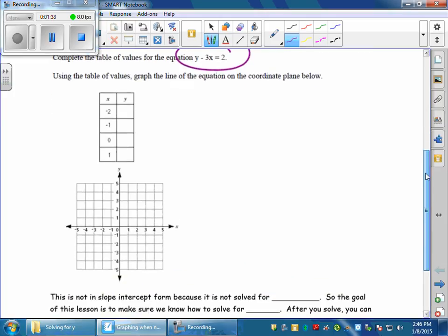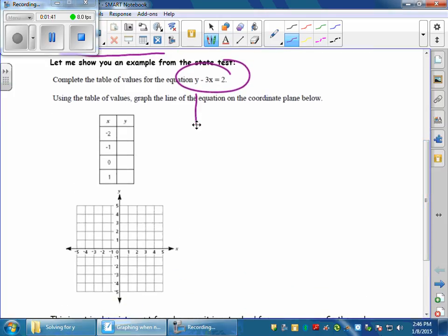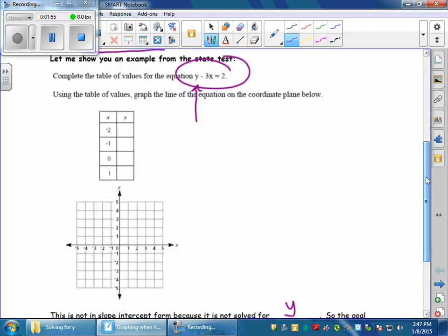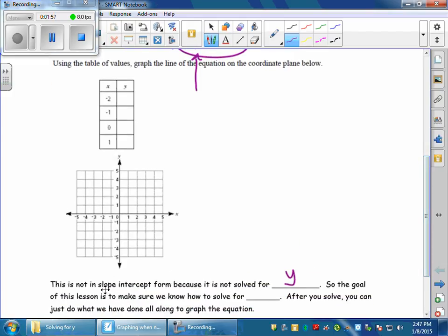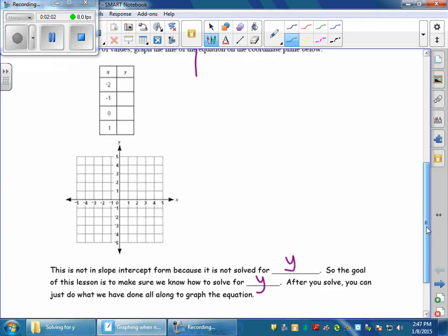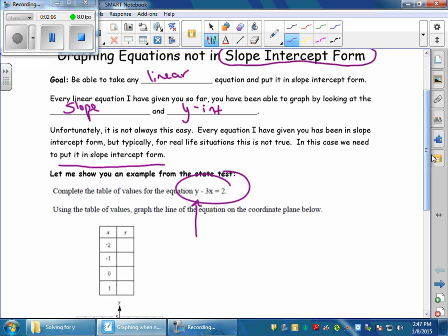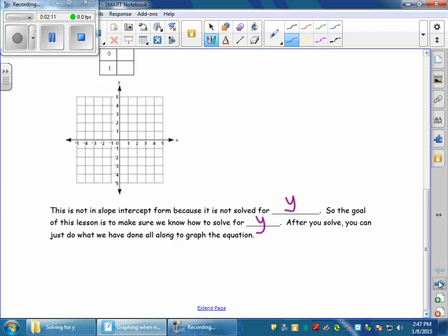Well, hopefully you thought that the y isn't all by itself. So what we're going to do today is we're going to get that y all by itself. I started to say down here, this is not in slope-intercept form because it's not solved for y, which basically means y isn't all by itself. So the goal of this lesson is to make sure we know how to solve for y. And then after you solve it, you can just do what we've been doing by using those two things, the slope and the y-intercept.